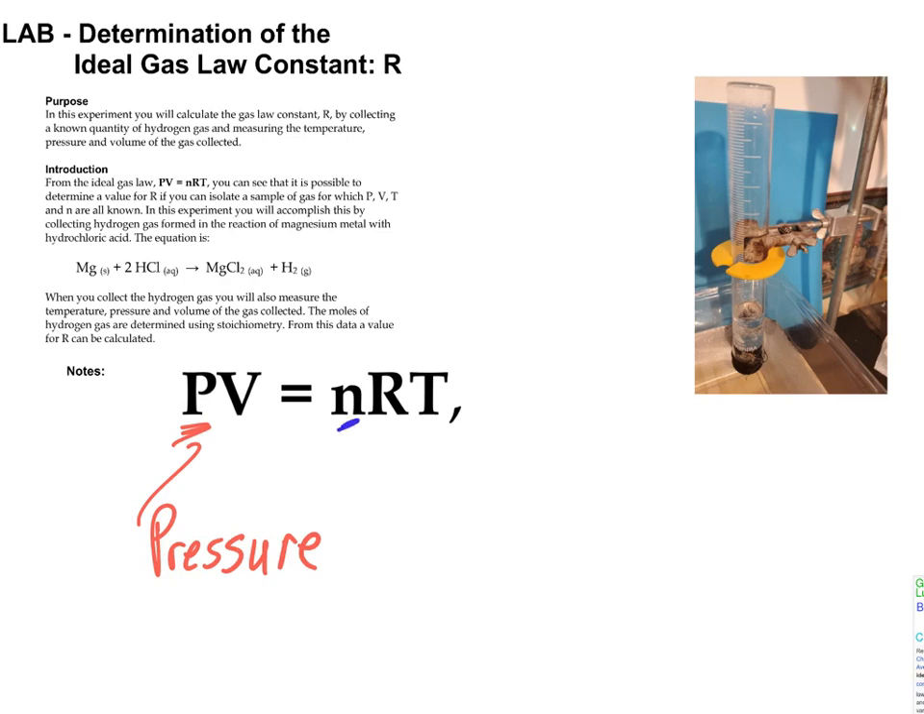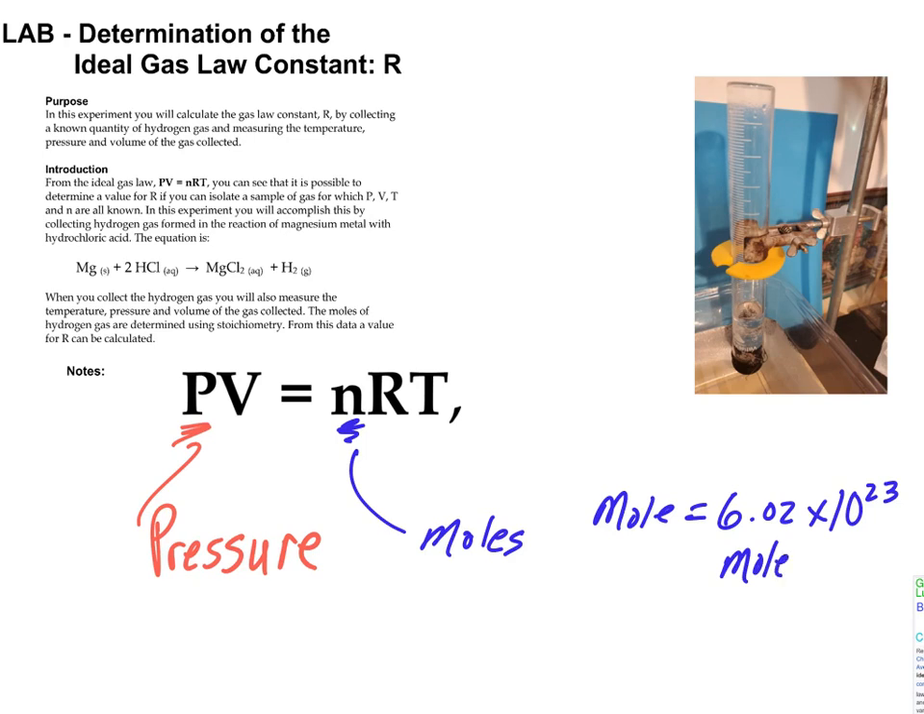Now, n in the equation stands for moles. It's how chemists measure the amount of substance. Now, remember that a mole is equal to 6.02 times 10 to the 23rd. In this case, it's going to be molecules. That could be anything: molecules, atoms, apples, oranges, bananas. It doesn't really matter. It's just a large number of things, exactly like a dozen is 12. It doesn't really matter what it is. In this case, we're using the mole. So n is moles.